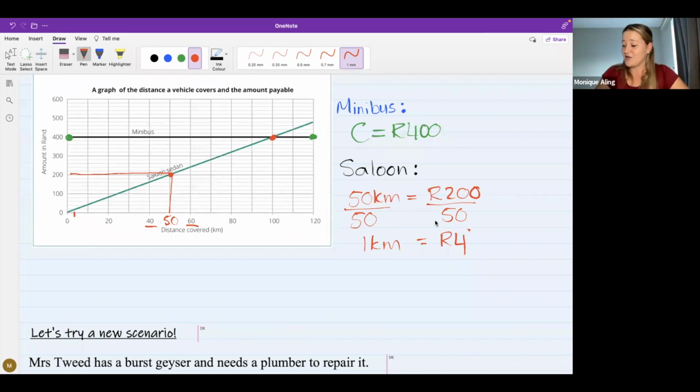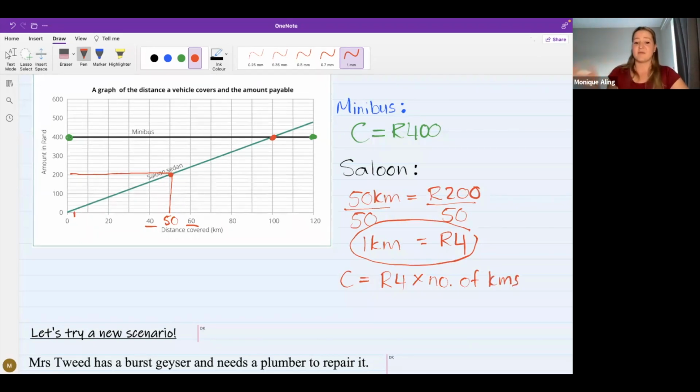And now that we know this information, we can make a formula. Okay, so cost is equal to 4 Rand per kilometer, or you can say times by number of kilometers, or you can say 4 Rand times by X. As long as you're saying 4 times by something to do with the distance.